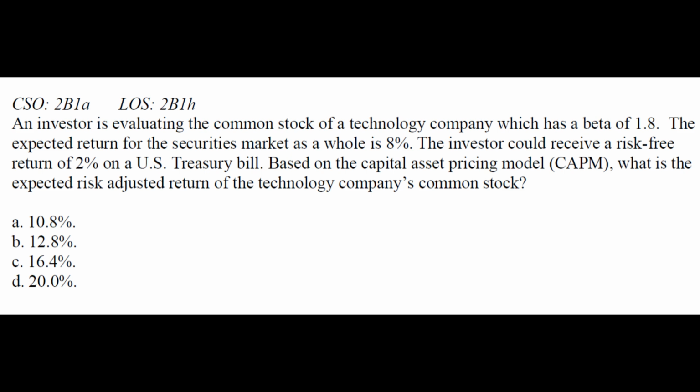Exam tip. Remember the CAPM equation: expected return equals risk-free rate plus beta times (market return minus risk-free rate). A beta greater than 1 indicates higher systematic risk than the market, so the required return should exceed the market return when the market risk premium is positive.